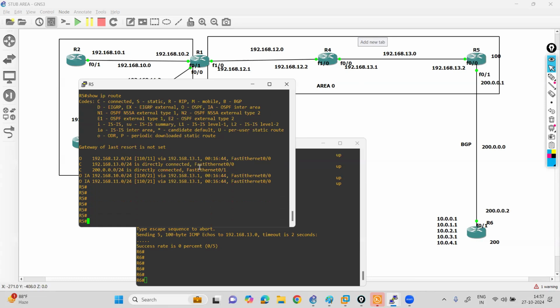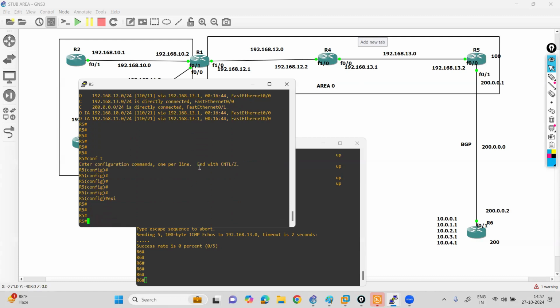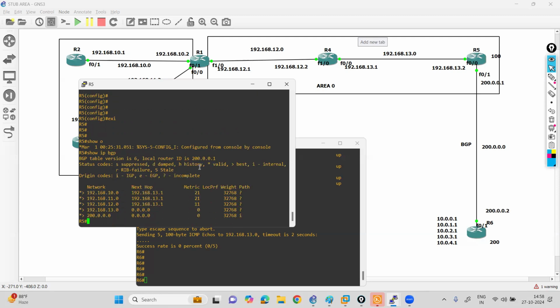Okay, let's check configuring terminal. Let me check again. Show IP route. Show IP BGP. This command. Okay, dear. So 200.0.0.0 is available, but there is no next hop declared over here.